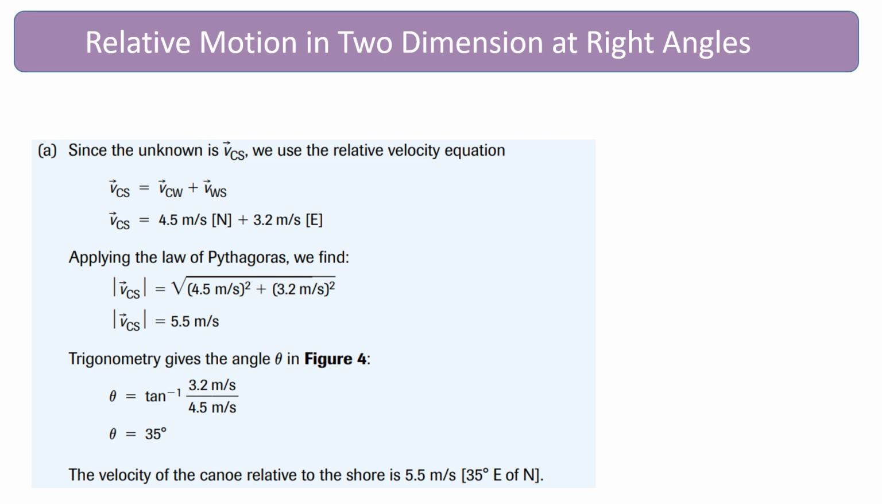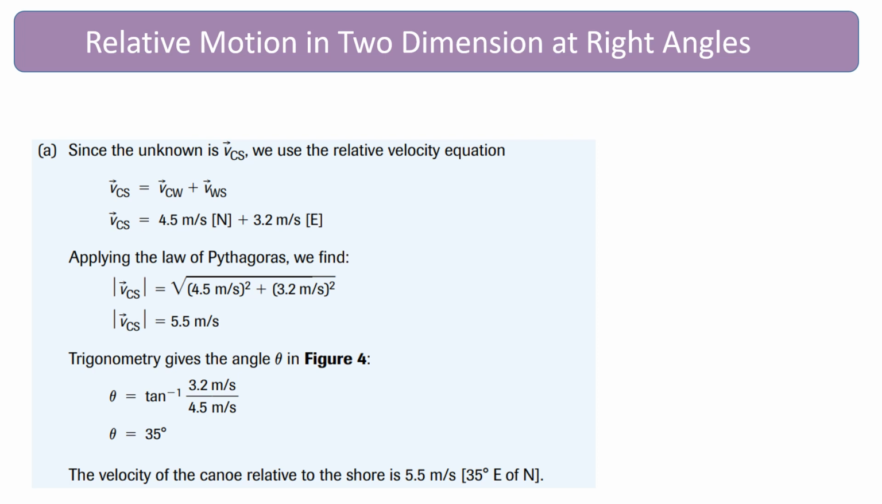To find the actual value, we will apply the law of Pythagoras. So the velocity is the square root of 4.5 meters per second squared plus 3.2 meters per second squared, which works out to be 5.5 meters per second. But we were also asked to find the angle.